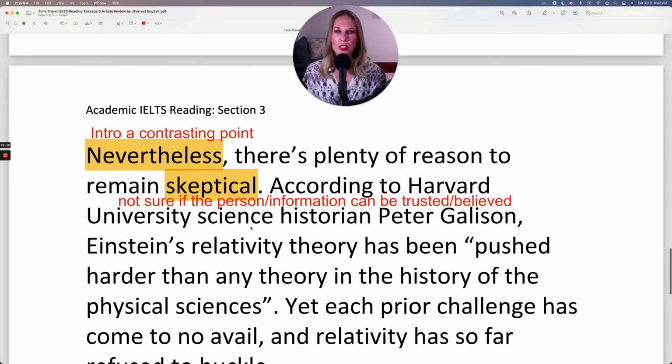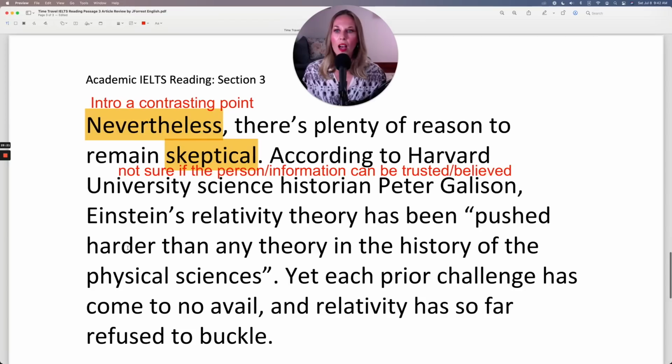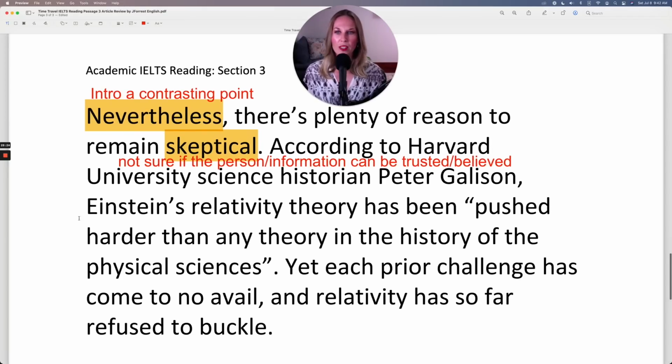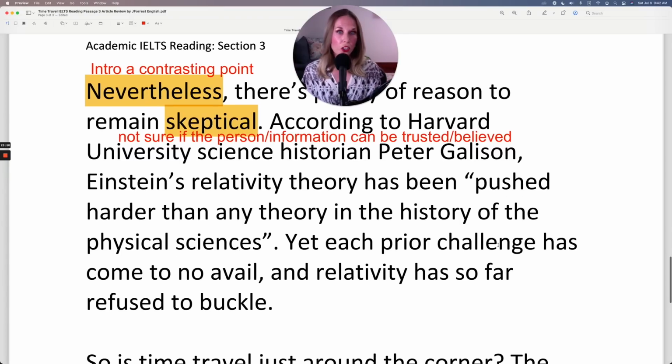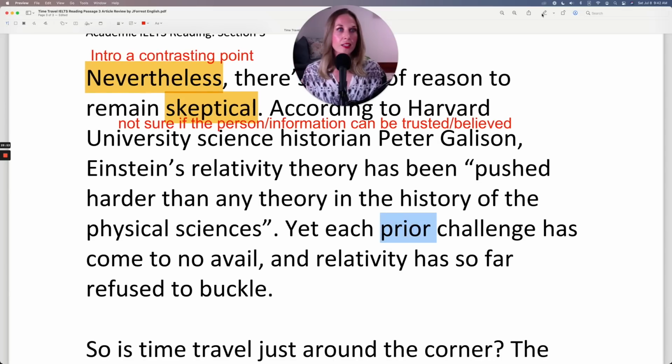According to Harvard University science historian Peter Galison, Albert Einstein, of course, Einstein's relativity theory has been pushed harder than any theory in the history of the physical sciences. Pushed harder than means that every scientist has tried to prove that his theory is not correct. So they've pushed his theory harder than any theory in the history of the physical sciences. Yet each prior challenge, prior means previous, so each challenge that had previously happened, previous.